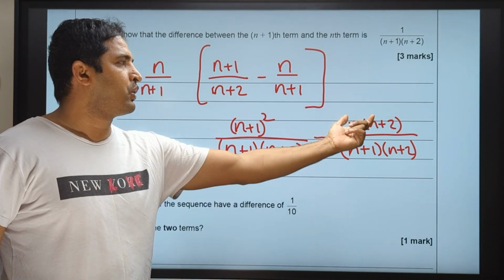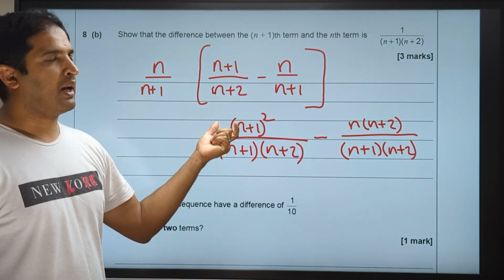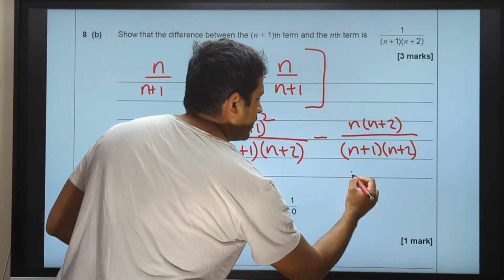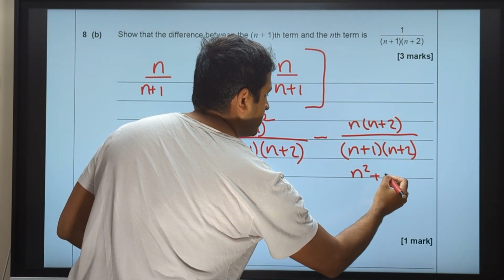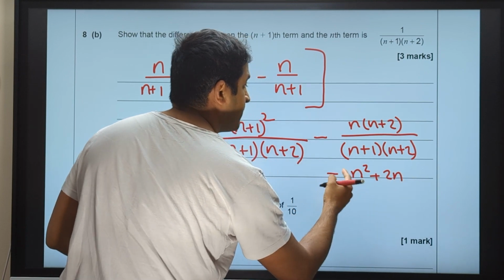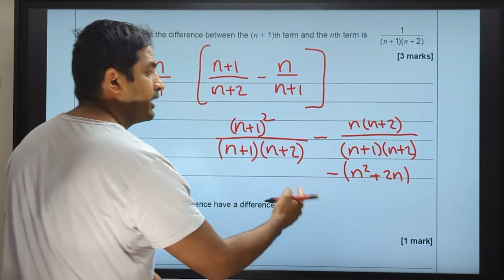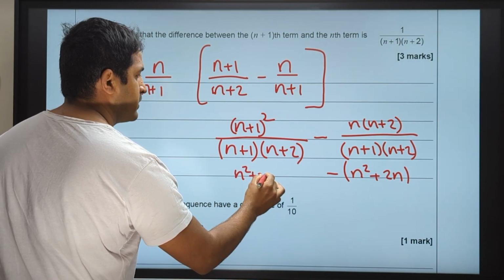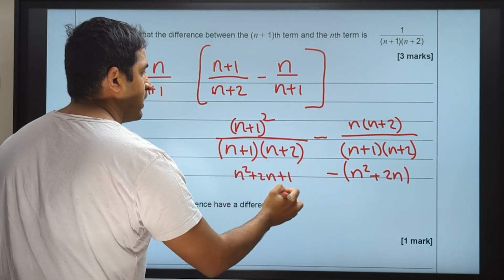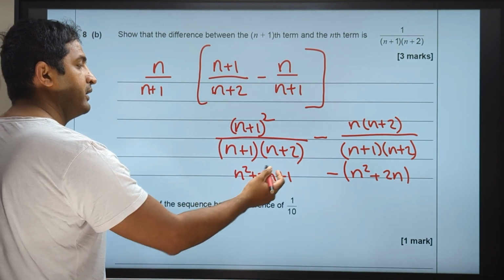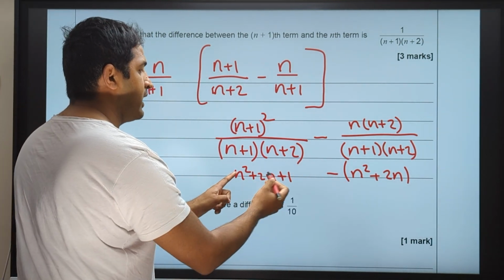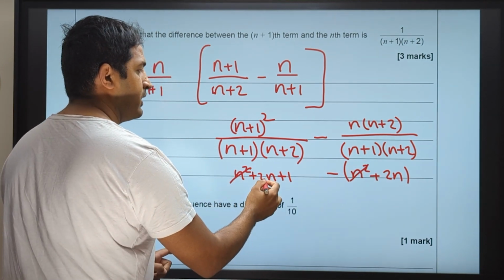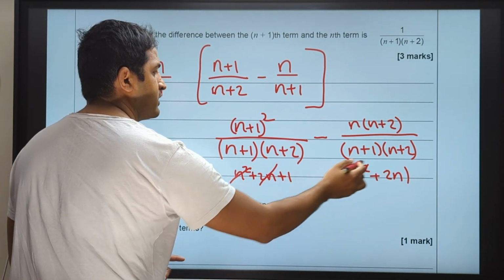We just need to make sure that top part will only give me 1 when I multiply them out. So this one will give you n squared plus 2n. And remember, we're taking away this entire thing from this part. And this one will give you n squared plus 2n plus 1, when you square n plus 1. So when you take away n squared from n squared, we cancel these out. When you take away 2n from 2n, you cancel those out.